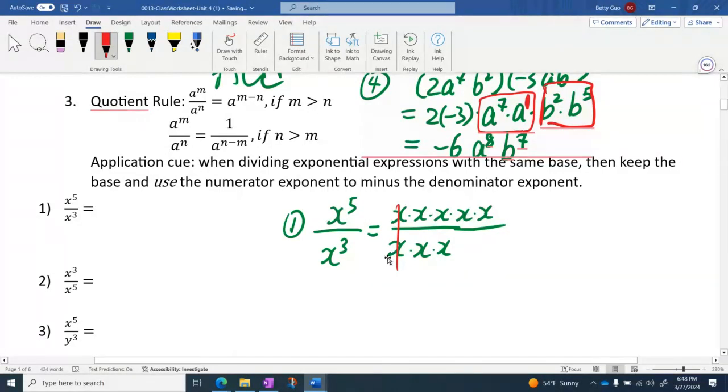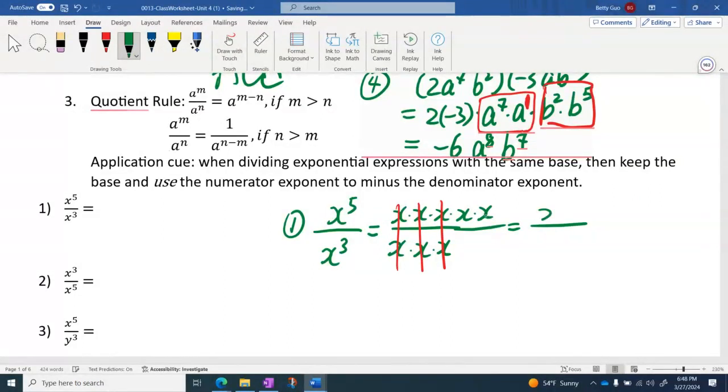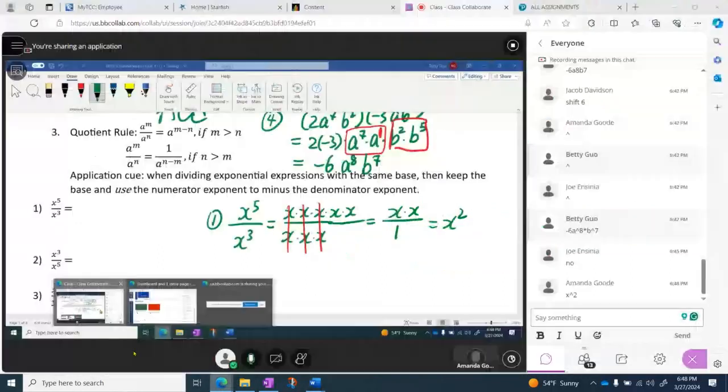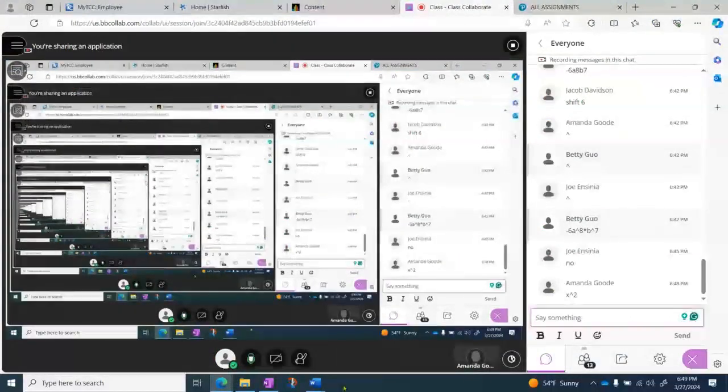You should know you can do it. The reason we can do it is because of the division property. So this x cancels this x, this x cancels this x, and this x cancels this x. So the numerator only has 2 x's left. The denominator has none. None x means the denominator is going to be 1. Please don't put a 0 there. The denominator is 1. The answer is going to be x squared. It's x squared. Perfect. Thank you, Amanda. Very good.